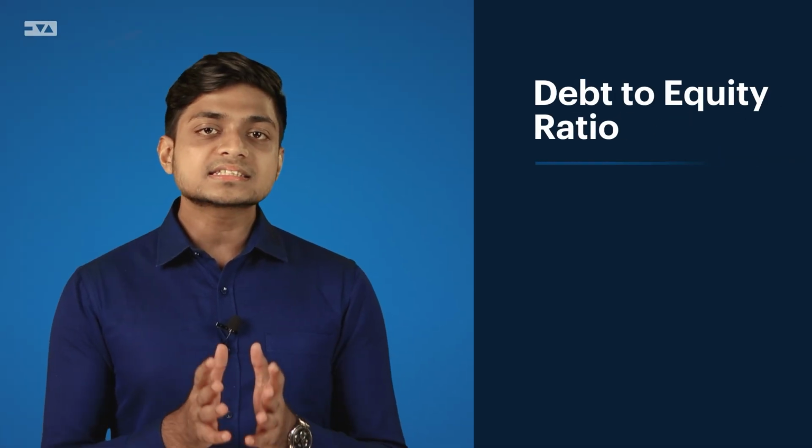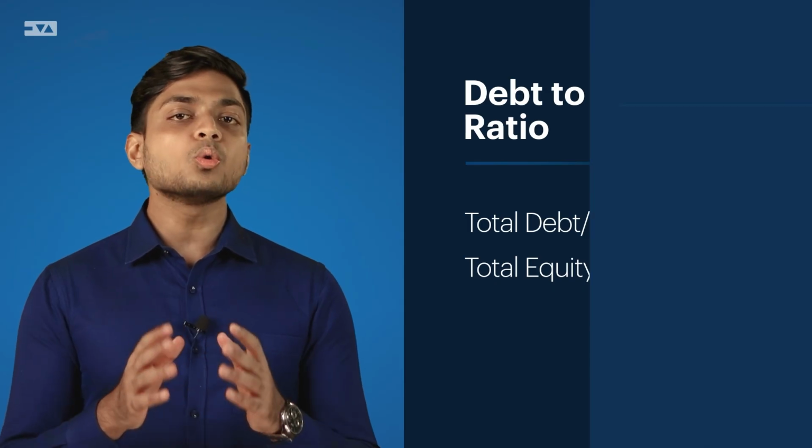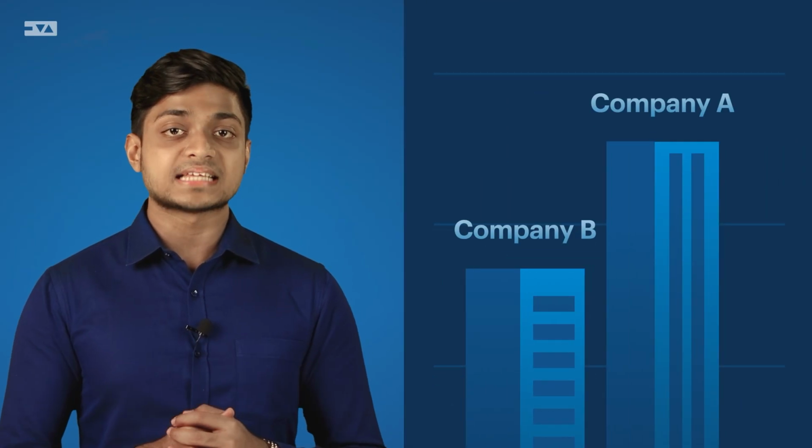It is one of the most important metrics to look at when analyzing a company. This ratio assesses the proportion of debt used to finance a company's assets relative to its equity. It's checking the balance between borrowed funds and shareholders' investments. Hence, a lower debt to equity ratio may indicate lower financial risk. It is calculated as total debt upon total equity. Consider two companies, Company A and Company B, both operating in the manufacturing sector.